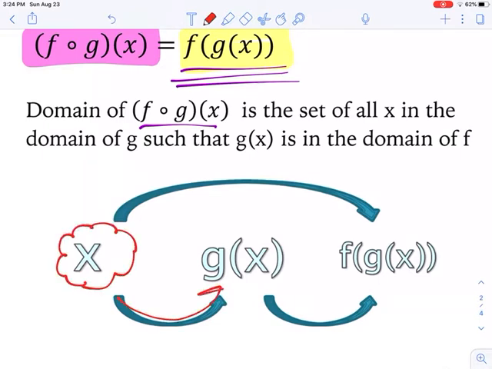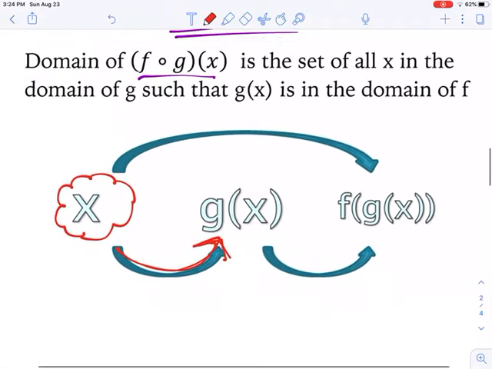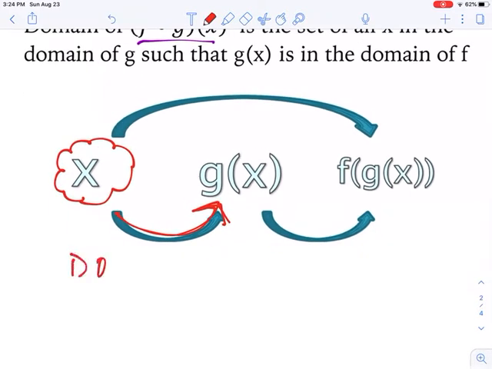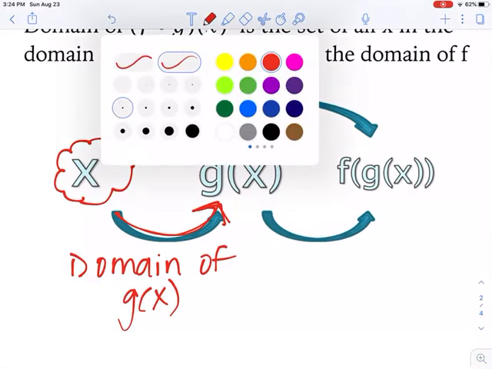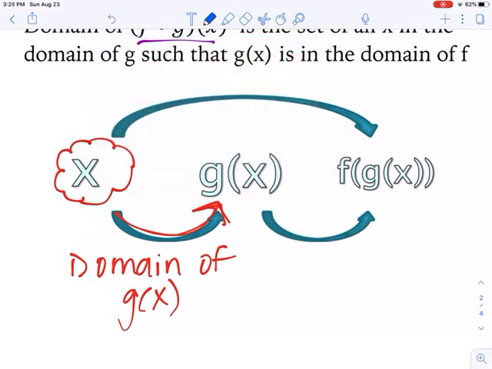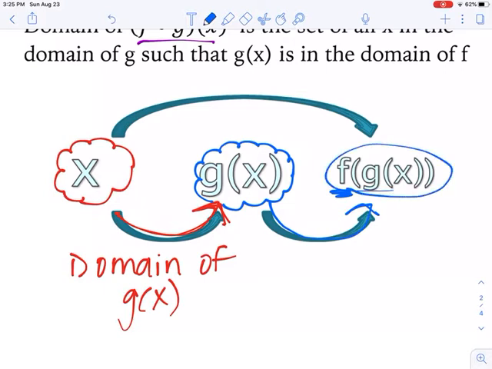So when we talk about the domain, we have the set of x's that we are able to plug into our function G. So the first thing we need to think about is the domain of G of x. Okay. Then what happens? These outputs then get thrown into function F.